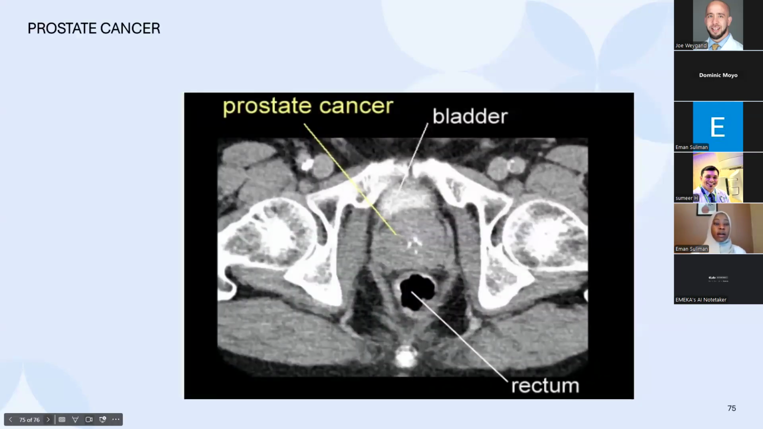Yes, and here is an example of prostate cancer. It's very big and starts compressing the bladder anteriorly and the rectum posteriorly.